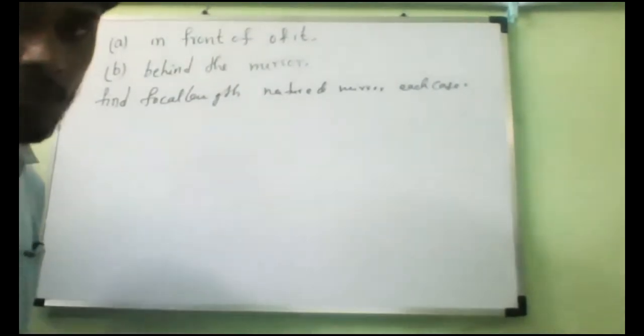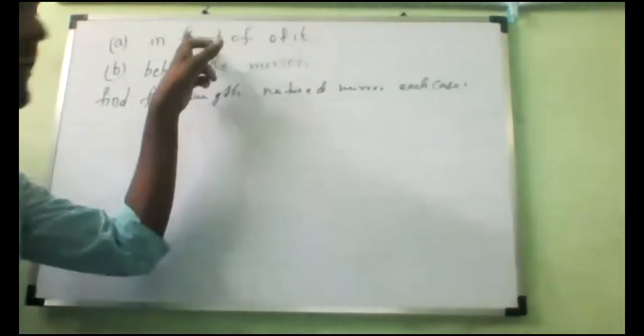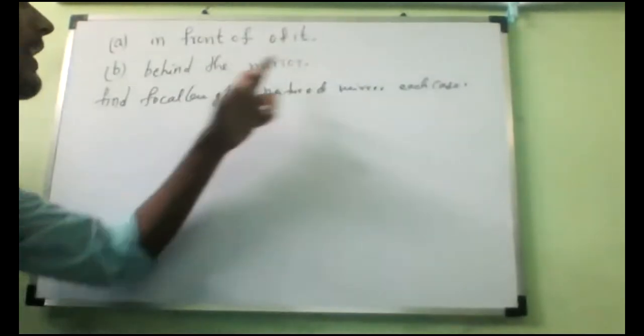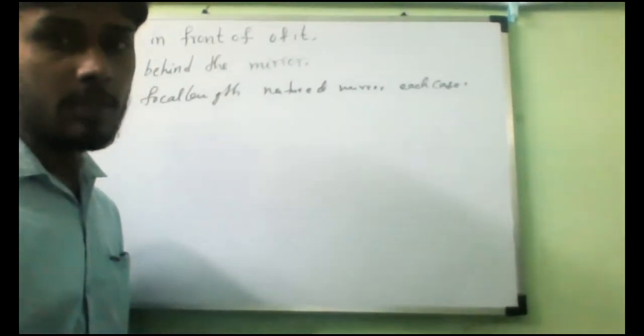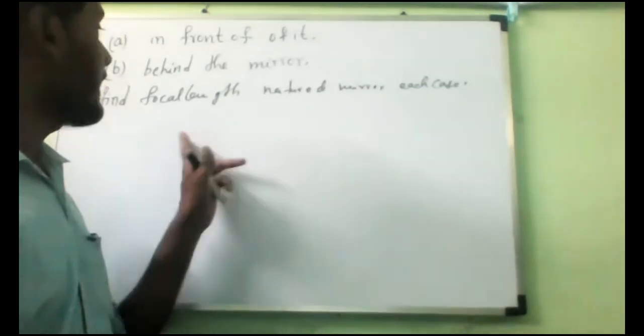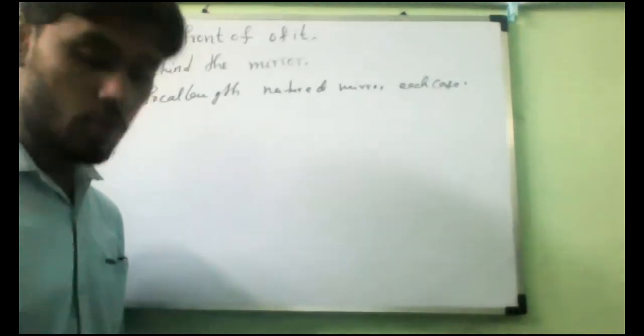Roman number A: the first time the image is forming in front of the mirror. B: the image is forming behind the mirror. Find the focal length and nature of the mirror in each case. They are asking, so who will say?